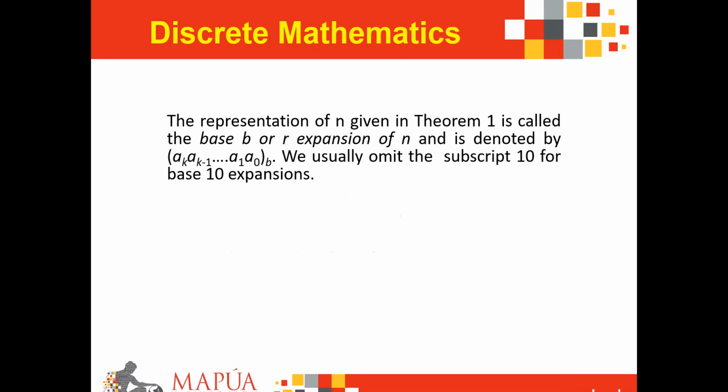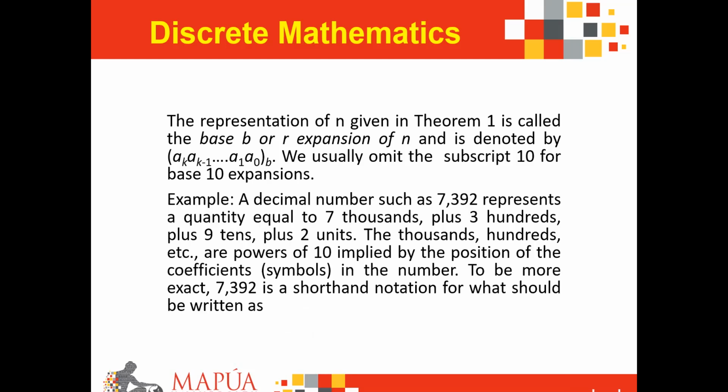The representation of n in theorem 1 is called the base b or the base r expansion of n, and is denoted by a subscript k all the way to a subscript 0, with subscript b. However, we usually omit the subscript for base 10. So for any base 10 expansion, we often do not place the base 10, because by default, we often describe values always in base 10.